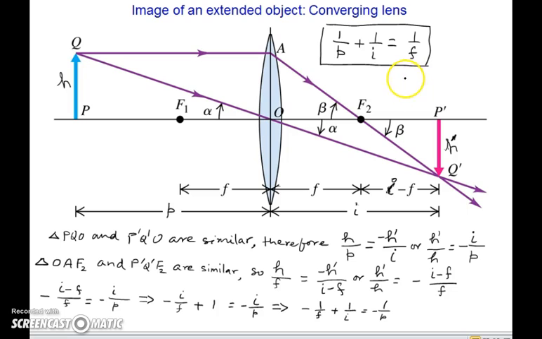Just one more thing we can add here is the magnification of this lens. Magnification of this lens is given as negative I over P, or equal to H prime over H. Okay, good. So we got the equation for magnification because of this lens. All right, great, good.